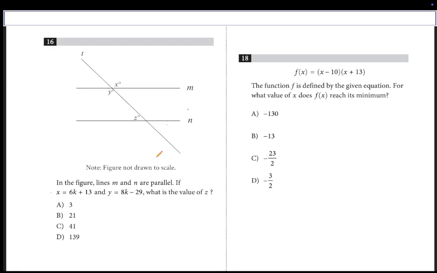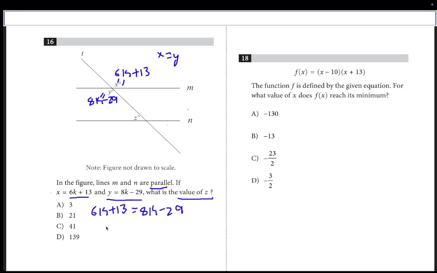Here we have a transversal line problem. In the figure, lines m and n are parallel. If x equals 6k plus 13 and y equals 8k minus 29, what is the value of z? So we have x is equal to 6k plus 13 and y is equal to 8k minus 29. Based on the rules of a transversal line, we know x and y are equal because they're vertical angles. So we can set 6k plus 13 equal to 8k minus 29.